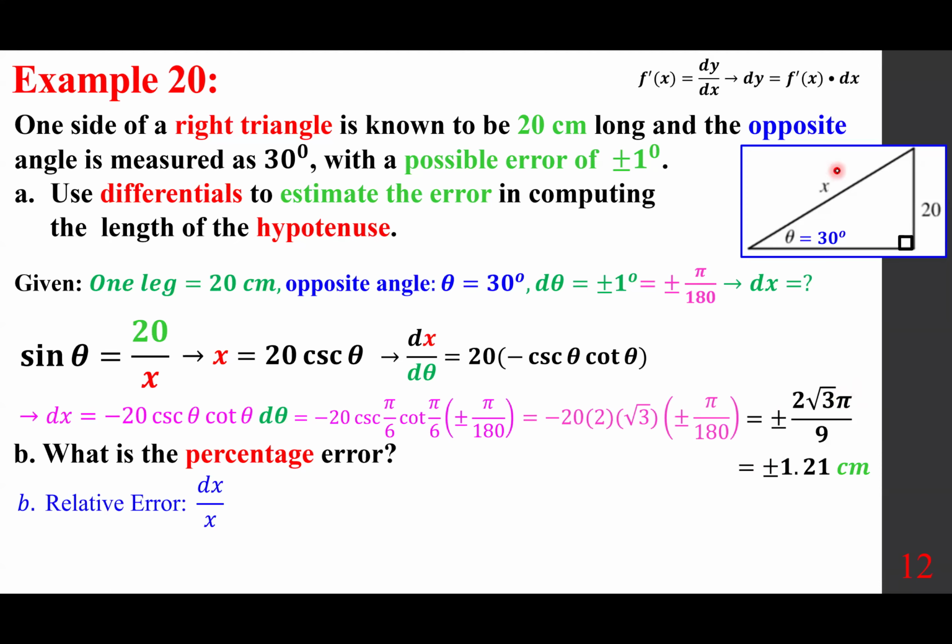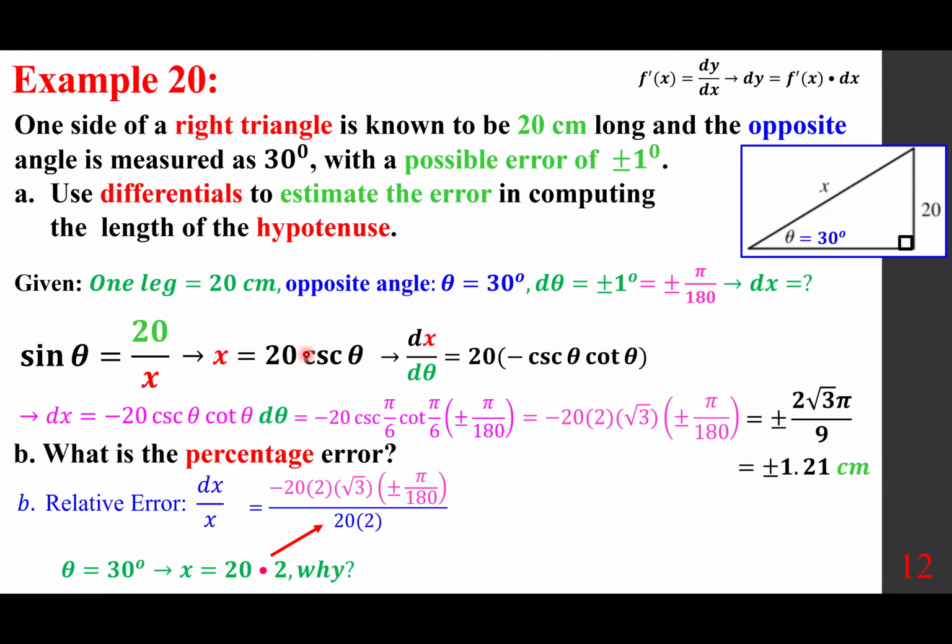But what about x? Do we know what x is? Sine theta is 20 over x. X is 20 divided by sine theta. Sine theta is 1/2. Or you can say 20 times cosecant theta. Remember, cosecant is 2, sine is 1/2, for pi over 6. So x is 20 times 2. Okay, so theta is 30 degrees or pi over 6. X equals 20 times 2. And I hope everybody is okay with that. X is 20 times cosecant theta, or 20 divided by sine theta, 20 divided by 1/2.